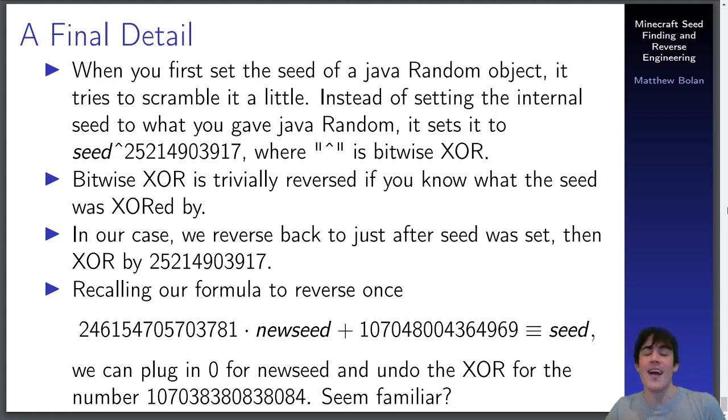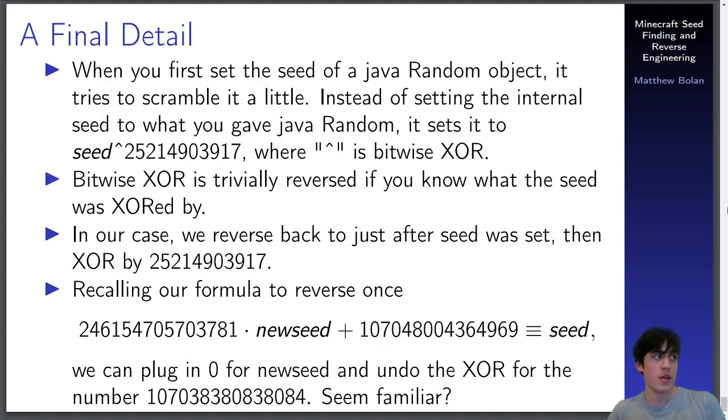380,838,084. And I'm gonna guess that some people in the audience might recognize that number. But I don't want to spoil it, that's my little puzzle today. So maybe some of you have heard about a bug where a seed returns 0 after one call. And this would be the math that you would do to find that seed, is plugging in 0 and undoing the XOR. So maybe some of you recognize that particular number. So that's your puzzle.